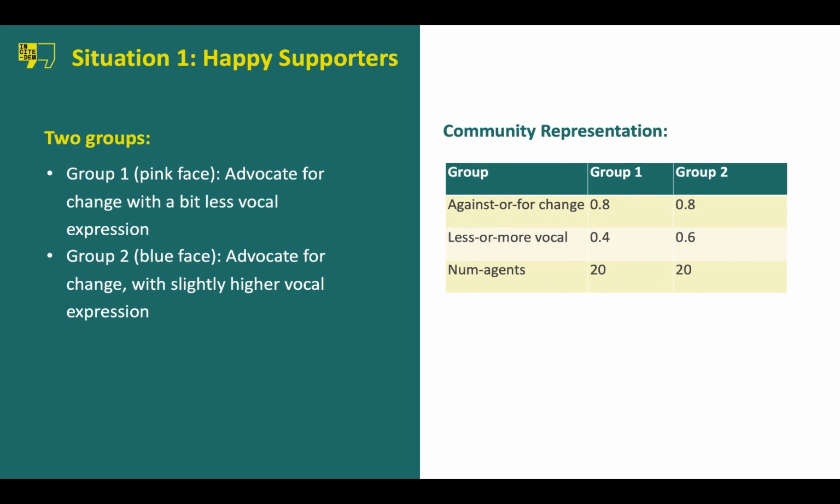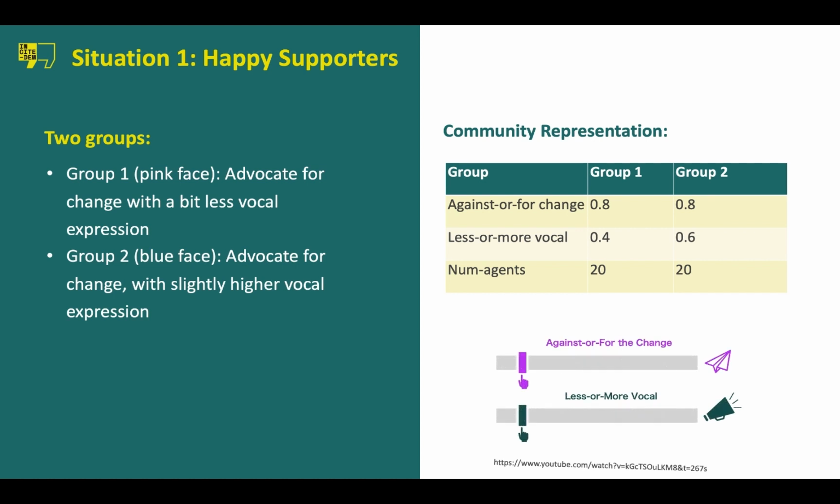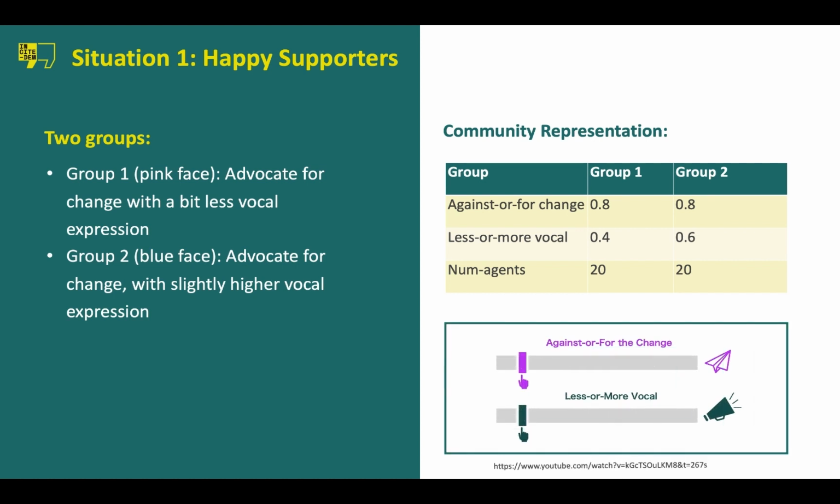As demonstrated in the introductory video accessible via the provided link, the dynamics of these groups are primarily influenced by adjusting two key sliders. The slider, against or for change, determines the inclination towards innovation, with higher values towards the right indicating a greater openness to change, and lower values towards the left denoting a preference for maintaining the status quo. Similarly, the slider, less or more vocal, controls the level of outspokenness within the groups, with higher values towards the right signifying a more vocal stance, and lower values towards the left indicating a quieter disposition.